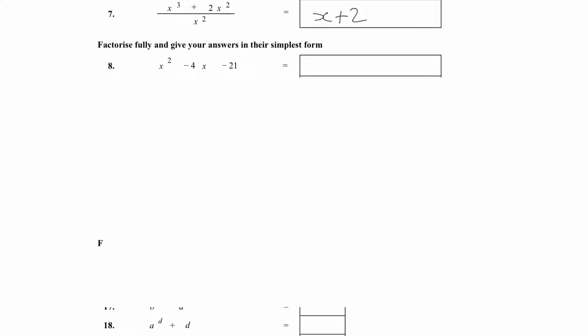Question 8, and clearly we need to keep on practicing our factorization. 3 different options for factorization. Highest common factor, always the first thing you check. Then, is it difference of 2 squares, or is it a trinomial? Trinomial has 3 terms, like a tricycle has 3 wheels.